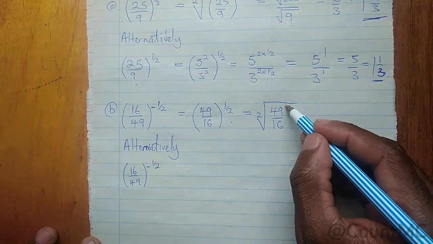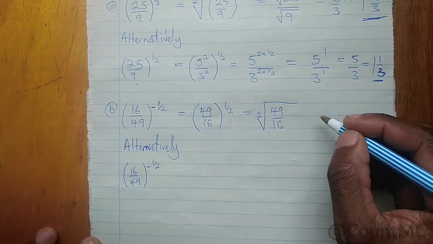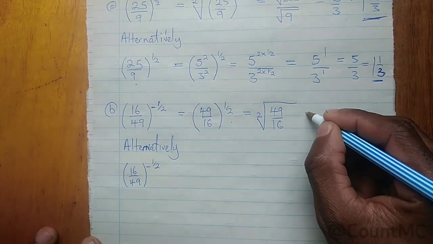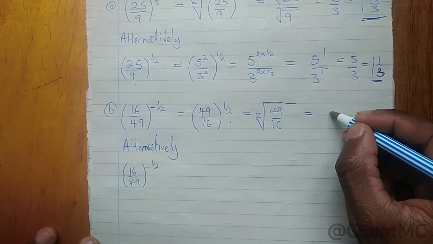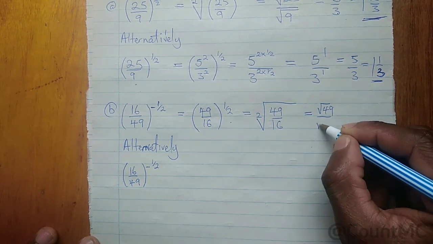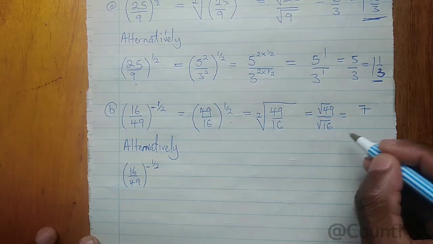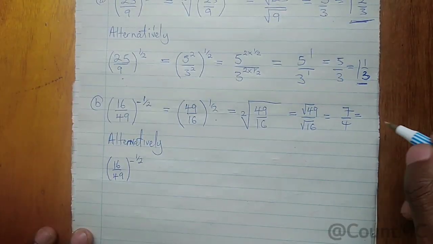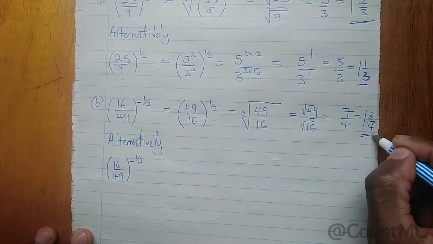Everything is to the power 1, so I don't need to write it when everything is to the power 1. So square root of 49 divided by square root of 16. Square root of 49, that's a 7, square root of 16, that's a 4. Or we can simplify it to 4 into 7, that's 1 3/4.